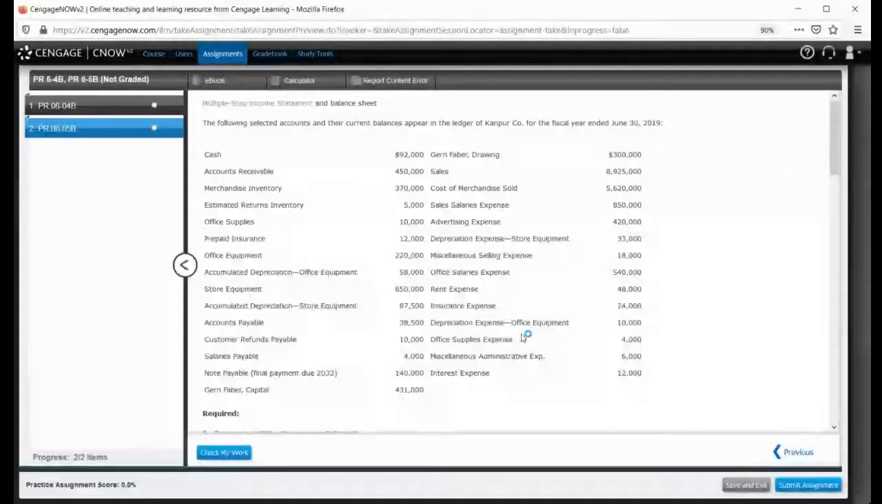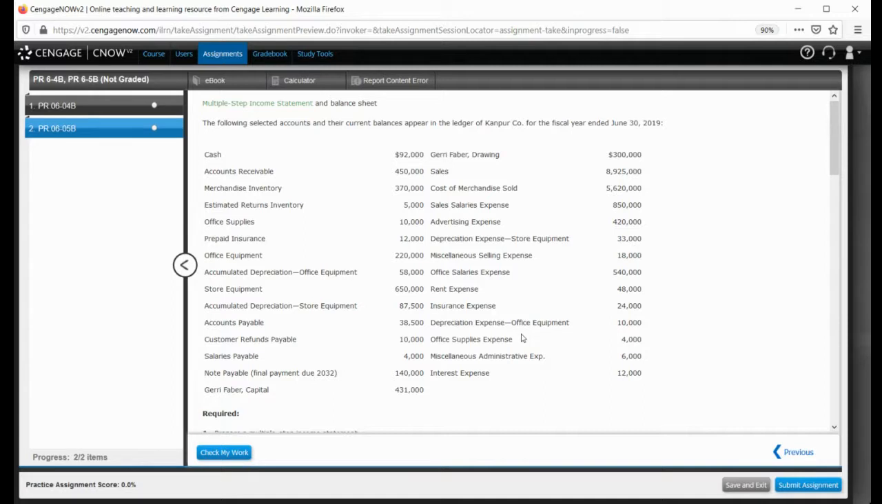And you should be able to see problem 6-5B on your screen. We're going to be working problem 6-5B. We're going to learn how to prepare a multi-step income statement for a retail type of business. And we're going to actually do all the financial statements with the exception, of course, of the cash flow statement. We'll cover that in another chapter.